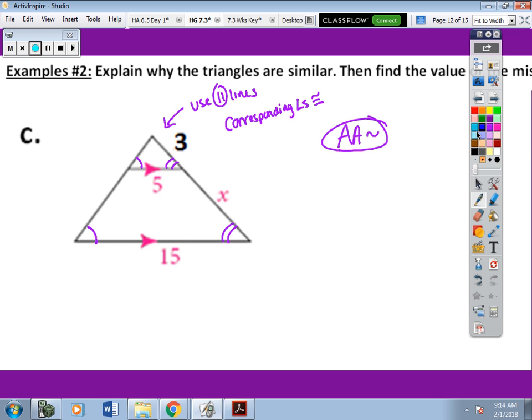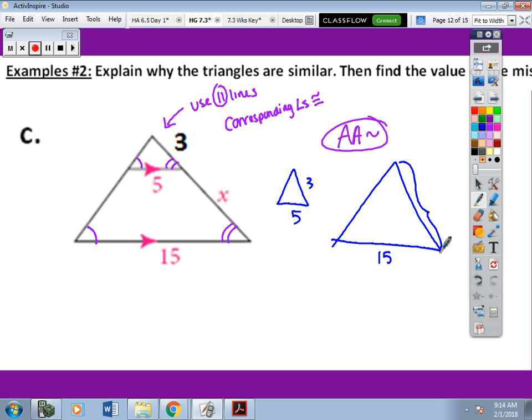Now the biggest mistake I'll see is 5 over 15 equals 3 over x, which is wrong. Okay. Why is it wrong? Well, we have our small triangle that has 3 and 5. We have our big triangle that has 15. And how long is this side going to be? Maddie? 3 plus x.